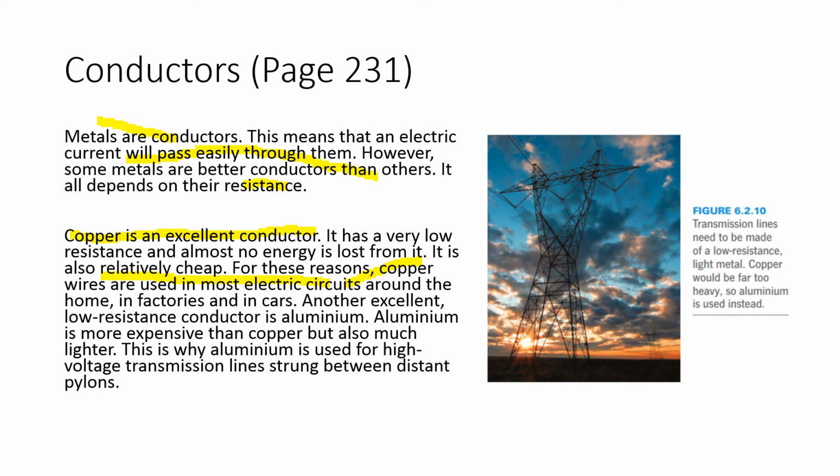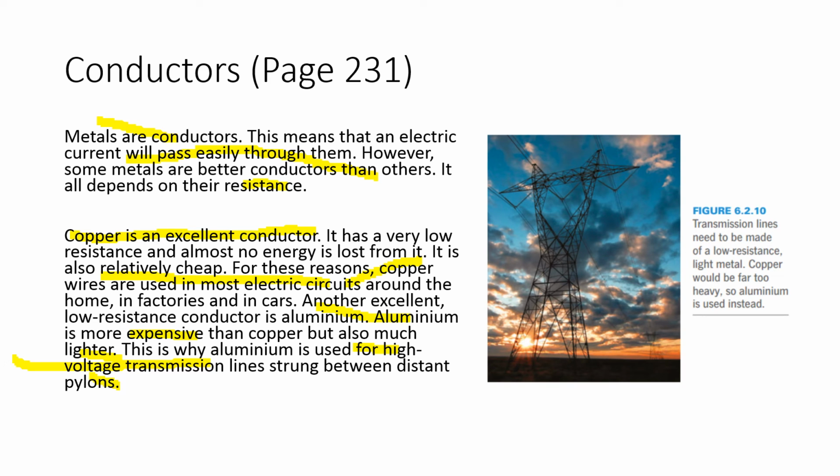You see, another excellent low resistance conductor is aluminum. Aluminum is more expensive than copper, but also much lighter, which is why aluminum is used in high voltage transmission lines shown between distant pylons. Because you're talking about those huge pylons that you probably can find in some of the suburbs, you need the wire to be highly conductive. You do not want it to have high resistance, because then the electric current will flow very slowly along that particular circuit.